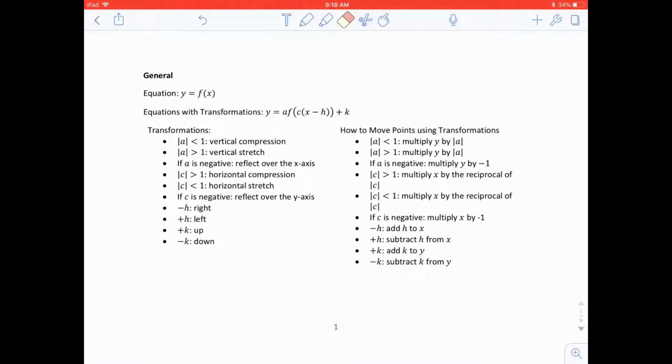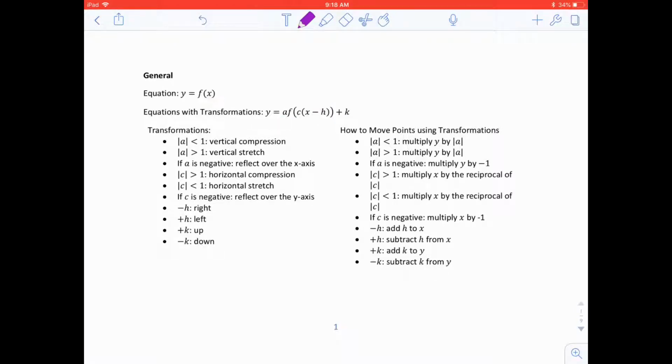I'm calling that, sorry, change this to a color. I'm calling that f of x as that original function. So you can see that the inside of the function is in there with the x part. The outside of the function is this a in the front and this k on the end.